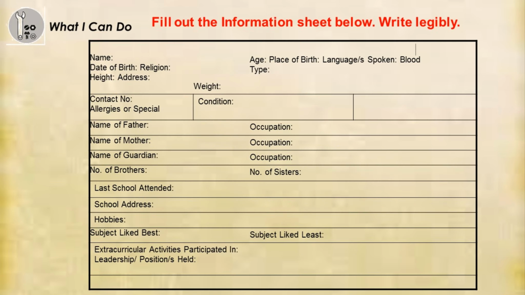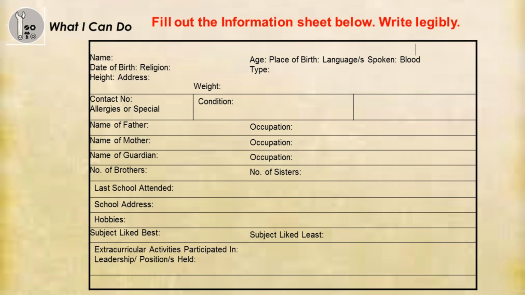Fill out the information sheet below. Write legibly. Name. Age. Date of birth. Place of birth. Religion. Language or languages spoken. Height. Weight. Blood type. Address. Contact number. Allergies or special condition. Name of father. Occupation. Name of mother. Occupation. Name of guardian. Occupation. Number of brothers. Number of sisters.